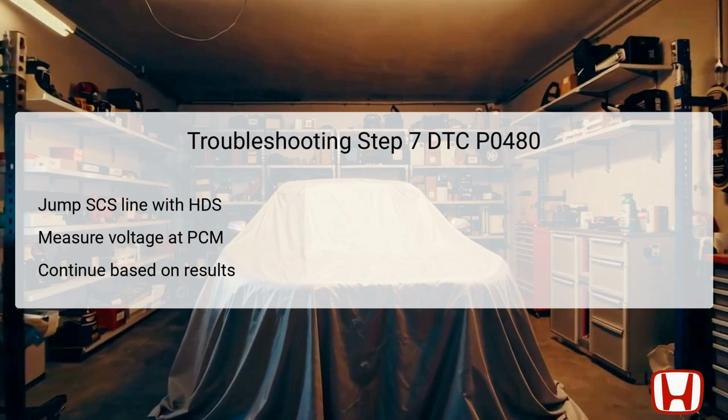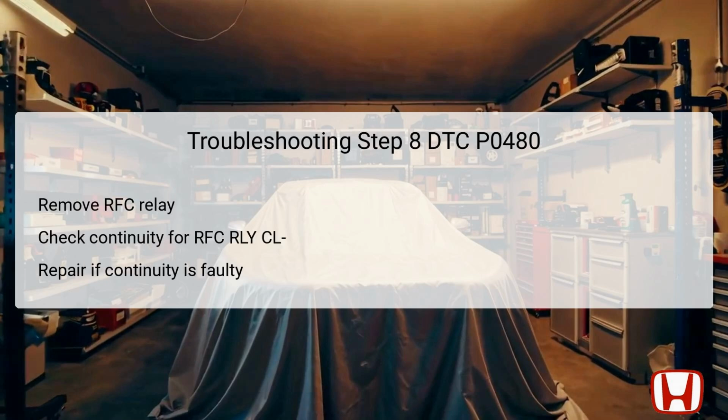If no battery voltage is detected, the troubleshooting will shift focus to potential issues in the wiring connecting to the PCM. At this point, the process involves removing the RFC relay again and checking for continuity between the RFC relay's terminal and the PCM. Make sure the vehicle remains in the off-lock mode while testing. If continuity is detected, it implies the RFC RLY CL wire is functioning as intended. If not, it suggests an open circuit in this wire.